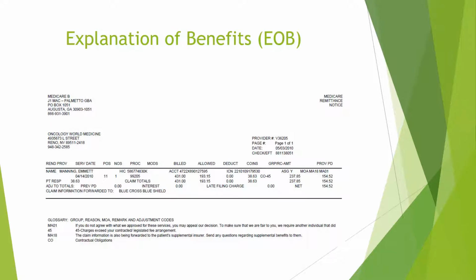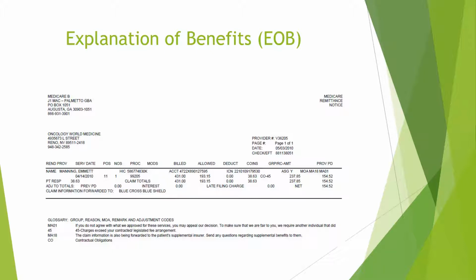So here is our explanation of benefits. This is what we're going to need to look at if you want to see how the insurance company processes a claim. So this is what our EOB looks like. This is what we refer to.